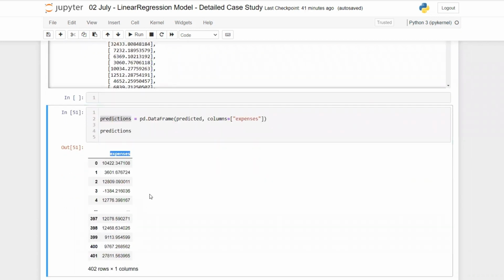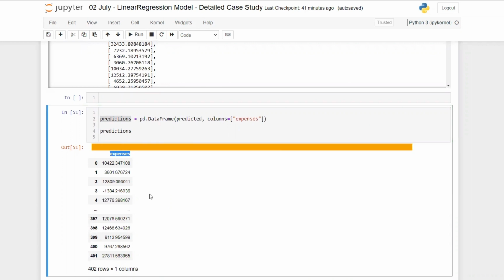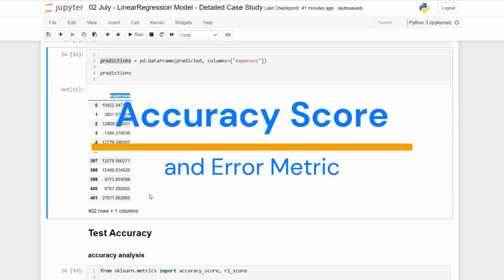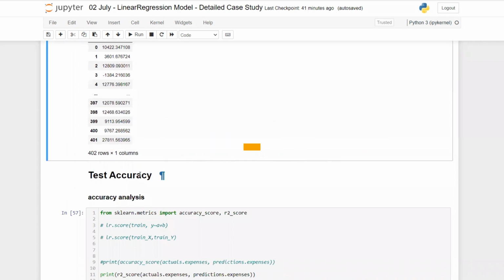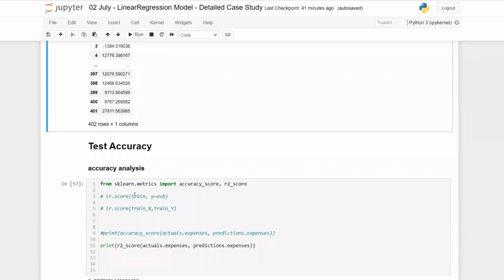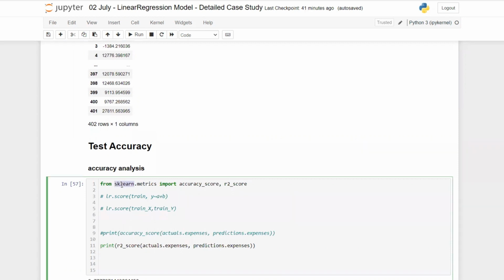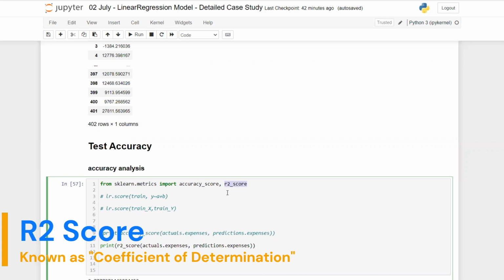Okay. So now, once you have the predicted outputs, guys, in this case, this is the predicted output. What you need to do here is manually calculate the accuracy and the error. So let's check that. First, let's check the test accuracy. To calculate the test accuracy, we will be using certain packages and libraries. So from sklearn, there is a metrics module within which we have two methods, accuracy score and the R2 score. Okay. This R2 score is very important. We will talk about it.